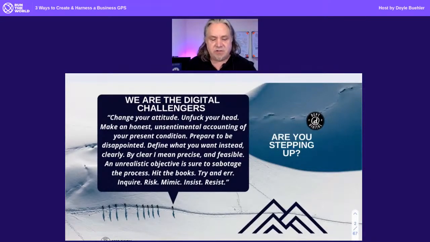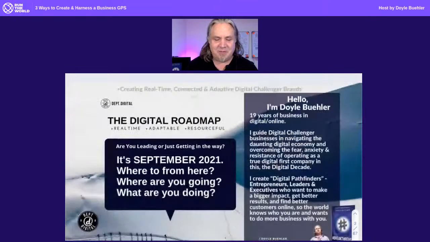And thanks to Jeff for this quote. I'm still using it, so I really appreciate that. Change your attitude, unfuck your head, make an honest, unsentimental accounting of your present condition, prepared to be disappointed, define what you want instead clearly. By clear, I mean precise and feasible. An unrealistic objective is sure to sabotage the process. Hit the books, trial and error, inquire, risk, mimic, insist, resist. Totally love that piece as well.